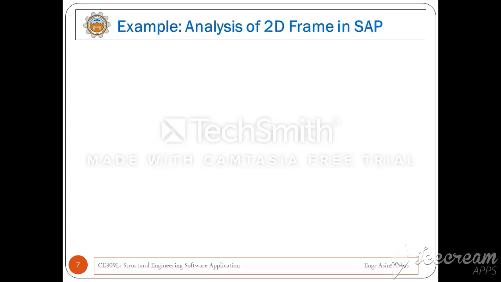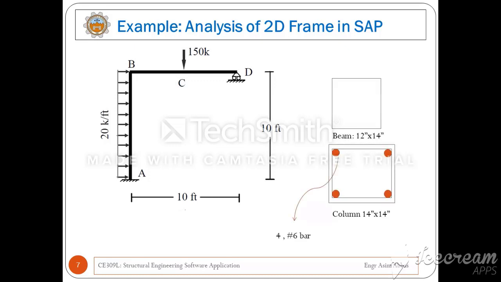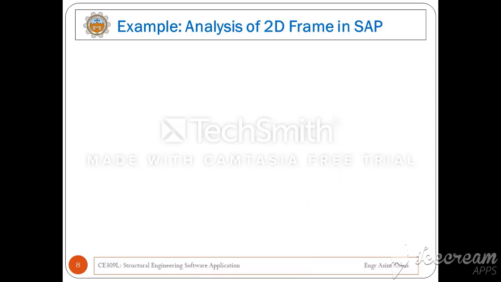Okay, now I will analyze a 2D frame example in SAP 2000 step by step. Right? The example details and different properties are given in this slide. Like the dimension properties, the applied loads, the different cross sections and material properties. Okay, now let's start modeling and analyzing the 2D frame example in SAP 2000.